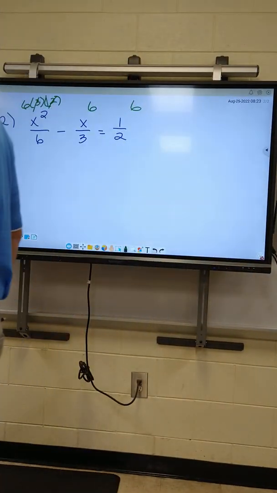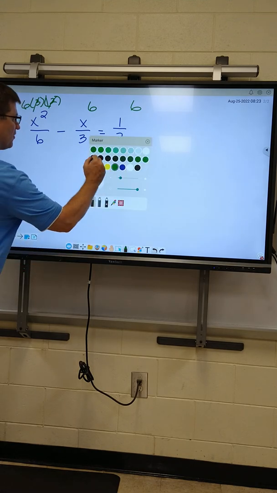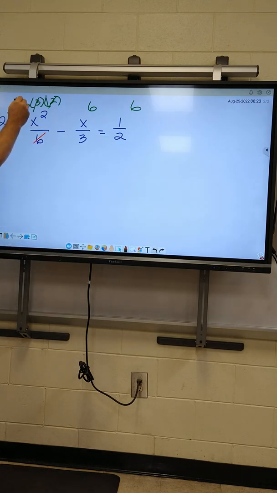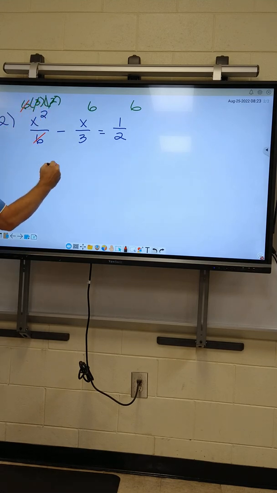All right, and from there you just break it down. All right, so watch me break down this first one. This 6 cancels out with that 6. I don't have anything left up here, so I just bring down my x squared. But at least it got rid of the fraction, right?